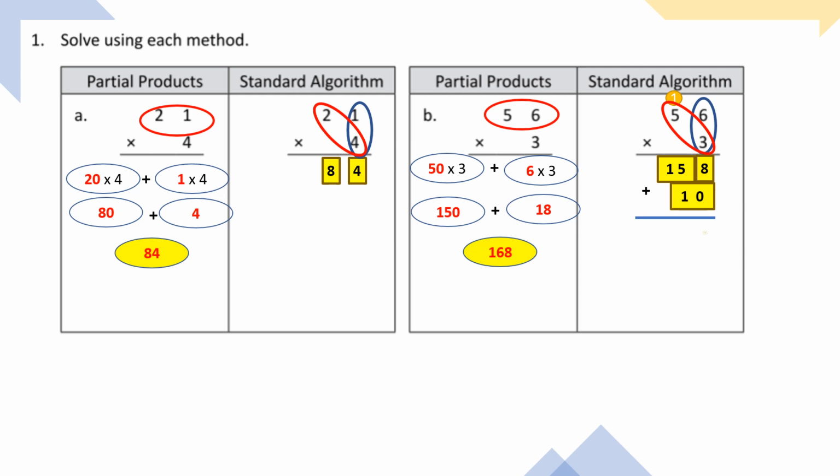And if we start with our ones place, it's 8 plus 0, which is 8. 5 plus 1, which is 6. And 1 plus 0, which is 1. So we have our solution of 168. Again, two different strategies, same answer.